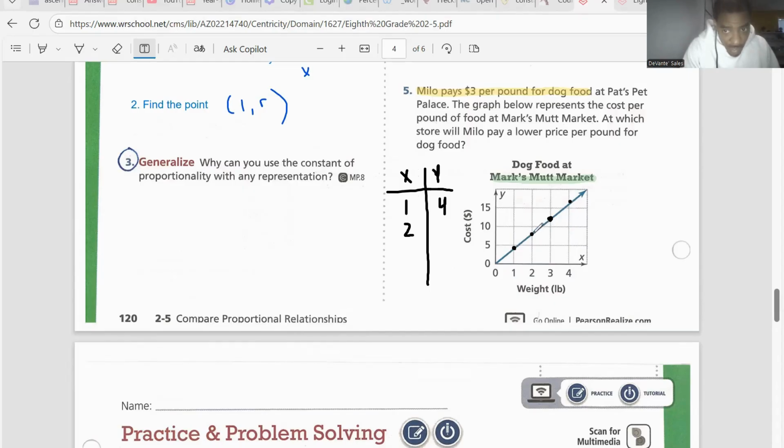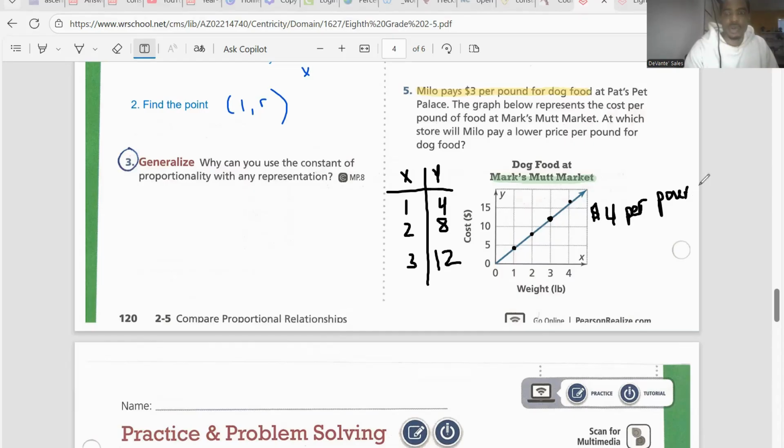I would say that's about 8, estimate 8. And then I go over 3. I would say like 11 or 12. Considering these numbers, I'm going to say 12. Once again, you find your unit rate or your constant of proportionality, Y divided by X. Or I can look at where X equals 1. So for the Mark's Mud Market, it would be $4 per pound.